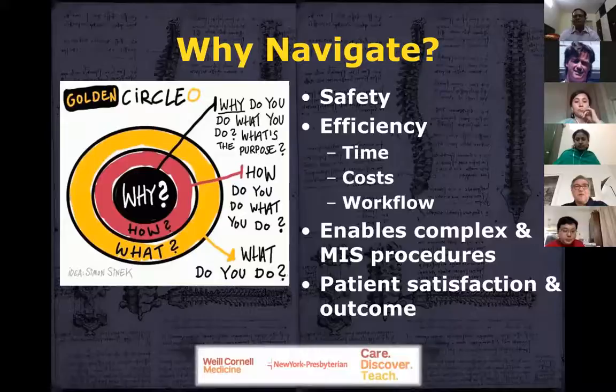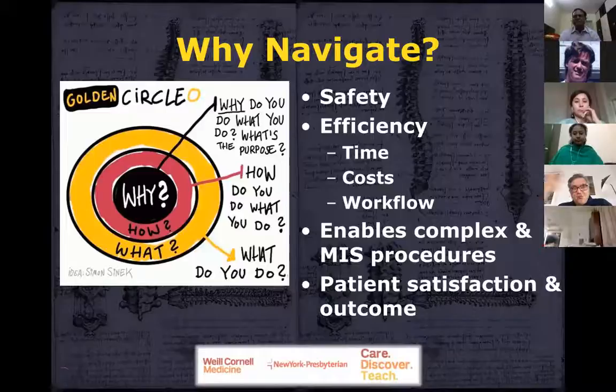There's really no malplacement anymore. Or if there is malplacement, you can pick it up while the patient is still in the operating room and therefore fix it. It's very time efficient once you get used to it, once you have your team on board. And it is cost effective because it avoids revision surgeries, which are very expensive. It facilitates some of the more complex procedures, and especially MIS.